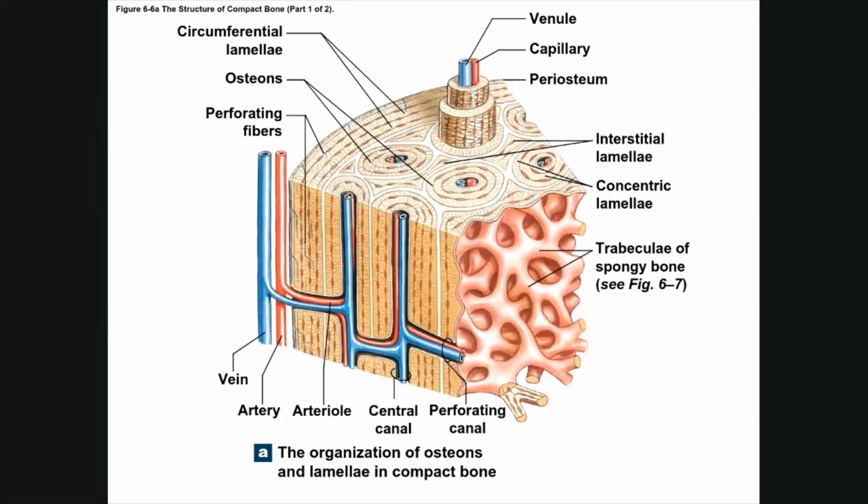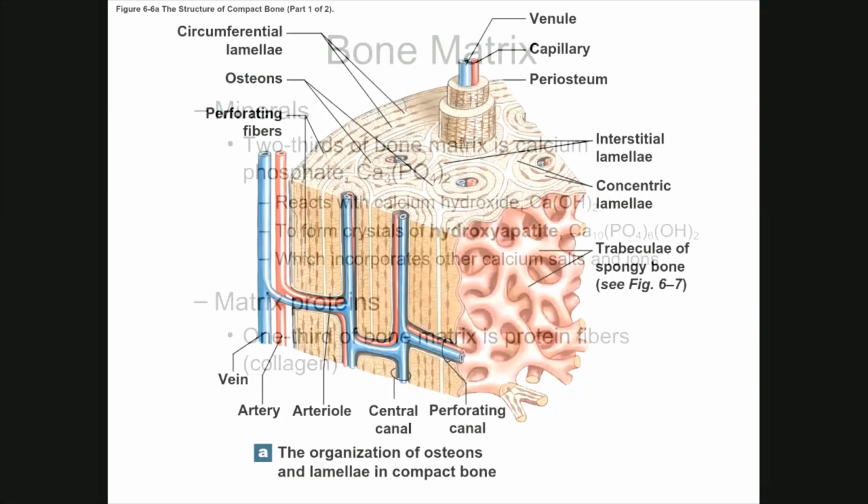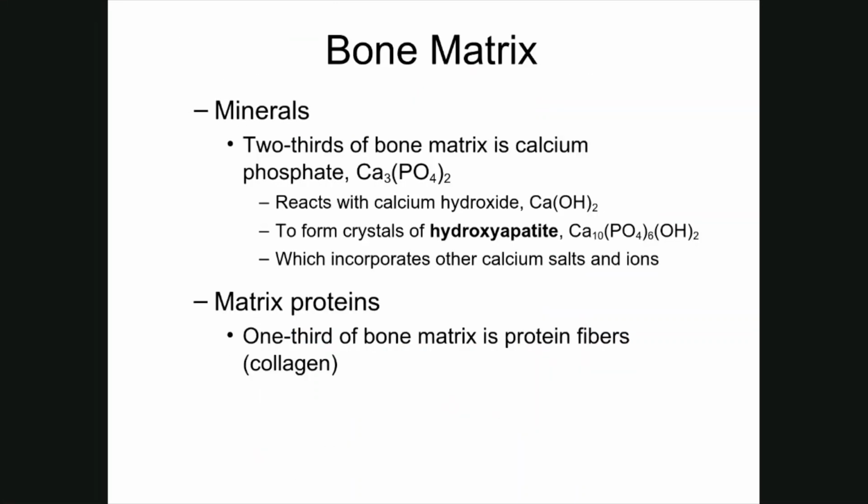Let me see if I can find that slide for you. I can't find it, but I think it's in there somewhere. The cells of, here, there's a bone matrix. So this is also good areas to study. What is bone made out of? 2/3 of it is mineral, and 1/3 of it is protein matrix, which is mainly collagen.